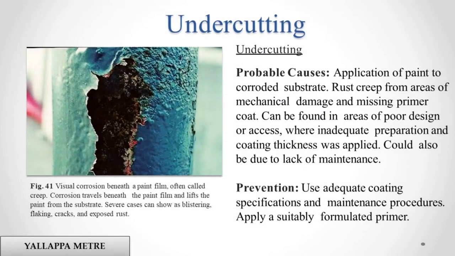Undercutting. Probable causes: application of paint to corroded substrate. Rust creep from areas of mechanical damage and missing primer coat. Can be found in areas of poor design or access, where inadequate preparation and coating thickness was applied. Could also be due to lack of maintenance. Prevention: use adequate coating specifications and maintenance procedures. Apply a suitably formulated primer.